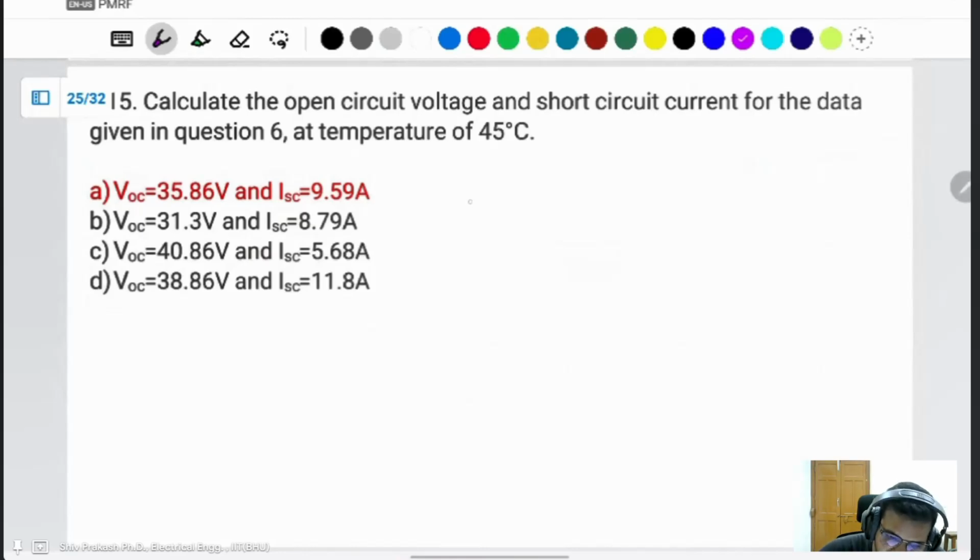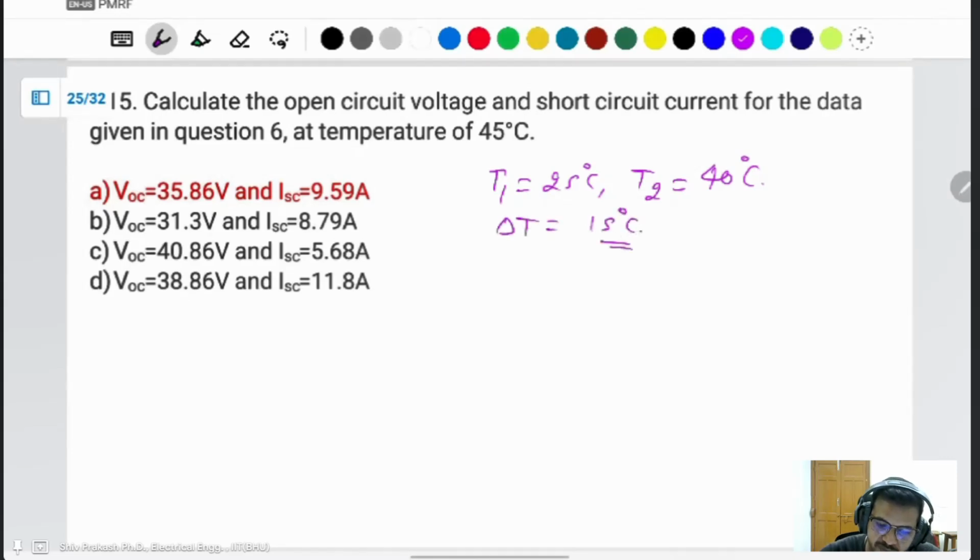First we can calculate the short circuit current. T1 is 25 degrees centigrade and T2 is 45 degrees centigrade. Then the temperature difference is 20 degrees centigrade. ISC2 is ISC1 plus delta I.